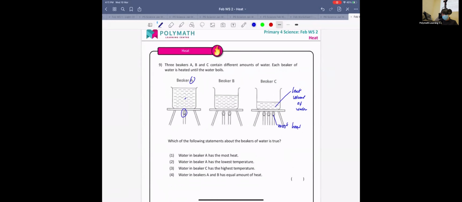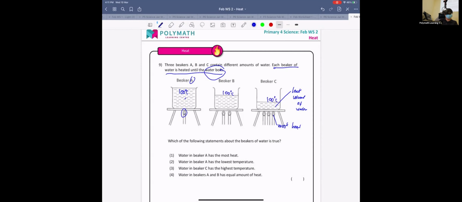Actually, this is very tricky. Each beaker of water is heated until the water boils. Okay, that means they did give it enough time for the water to boil. So when water boils, what temperature is it? 100 degrees Celsius. Actually, you haven't learned yet. 100 degrees Celsius. So they have the same temperature, in fact.